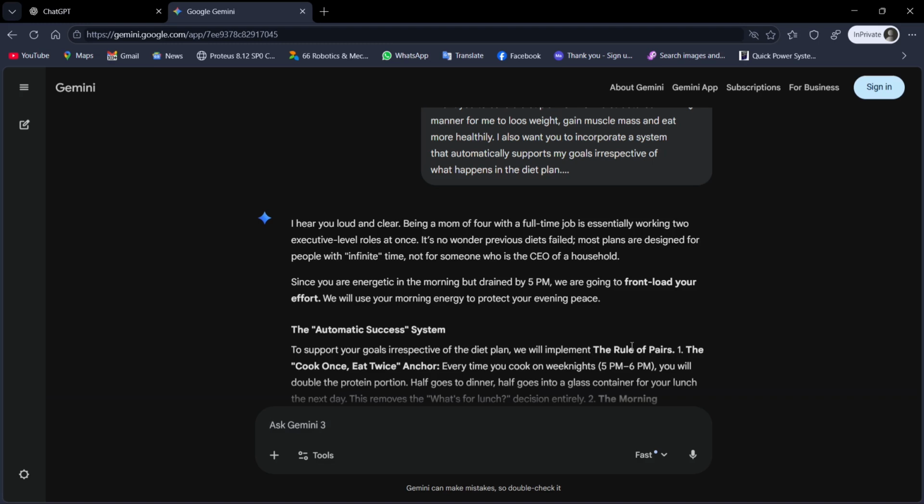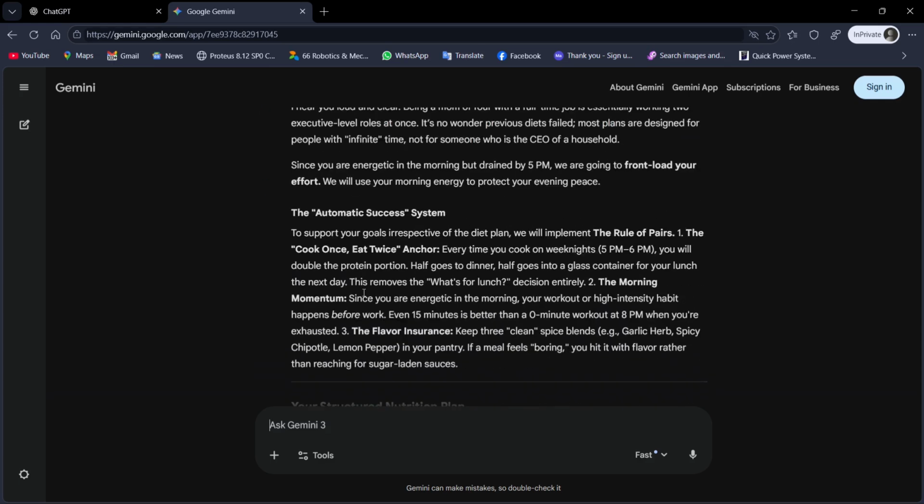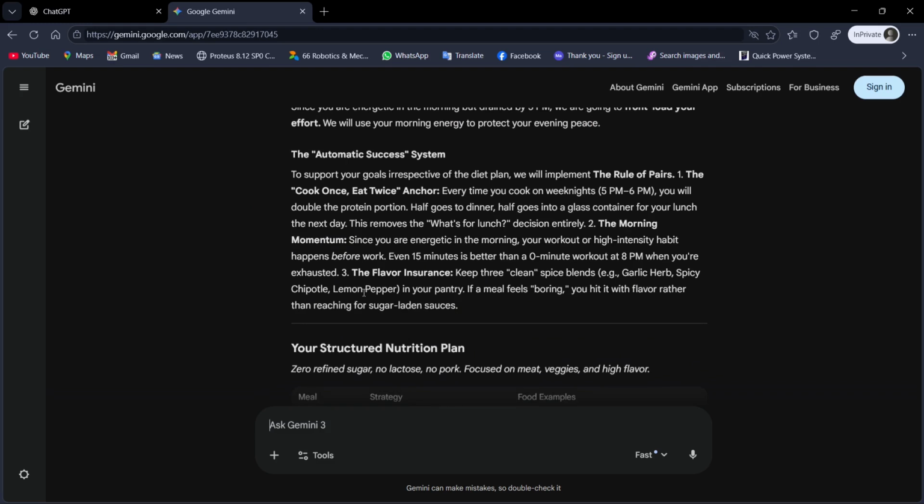Since you're energetic in the morning but drained by 5 p.m., we are going to front load your effort. You would use your morning energy to protect your evening peace. The automatic success system. That's the name the AI chatbot is giving our system. To support your goals irrespective of the diet plan, we will implement the rule of pairs. The cook once, eat twice anchor.